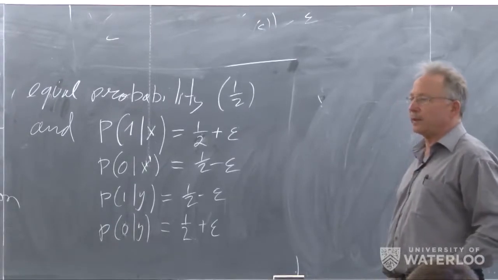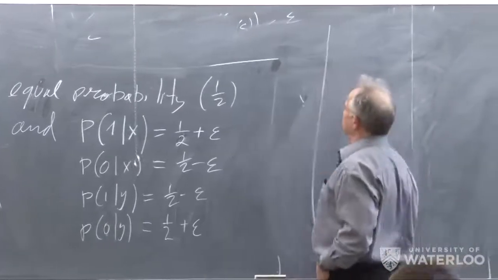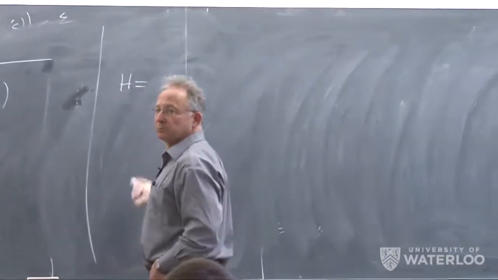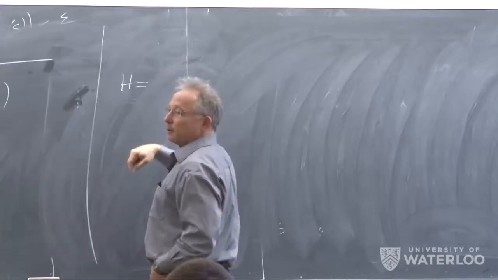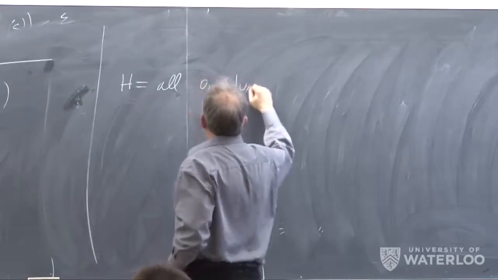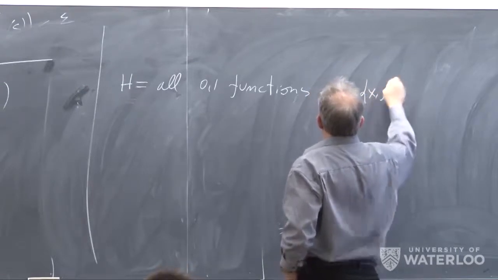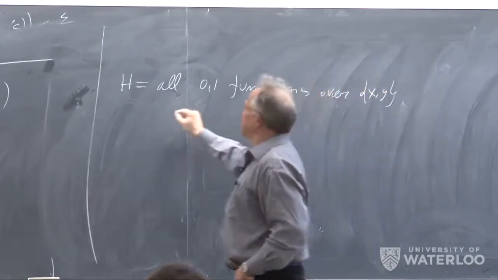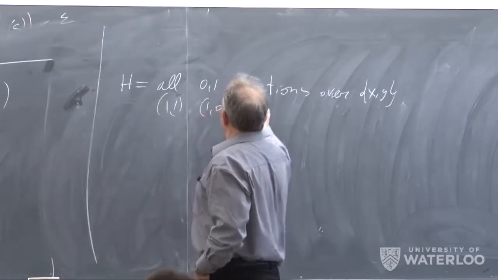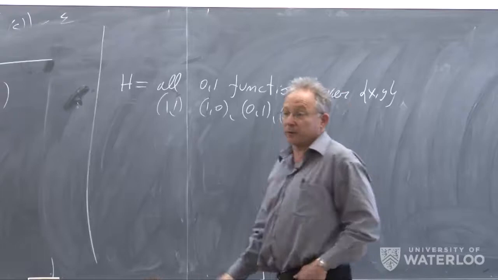So my class H is going to contain 2 functions. Oh, yeah, I can even have all four functions, all 0, 1 functions over x, y. I only have 4 functions. I have the function 1, 1. I have the function 1, 0. I have the function 0, 1. And I have the function that gives both of them 0. These are all my possible functions.